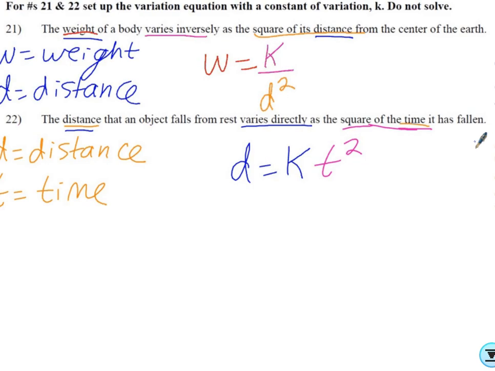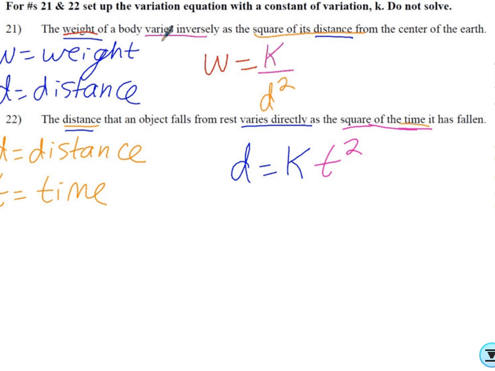Alright, the last thing we're talking about is the variation problems that we talked about on Friday. So the first couple, we're just setting up the equation. So the weight of a body varies inversely as the square of its distance from the center of the earth. It didn't give me variables here, but if you didn't use the same one as me, that's fine as long as you're consistent with what they are. So what I did was W for weight and distance is D.